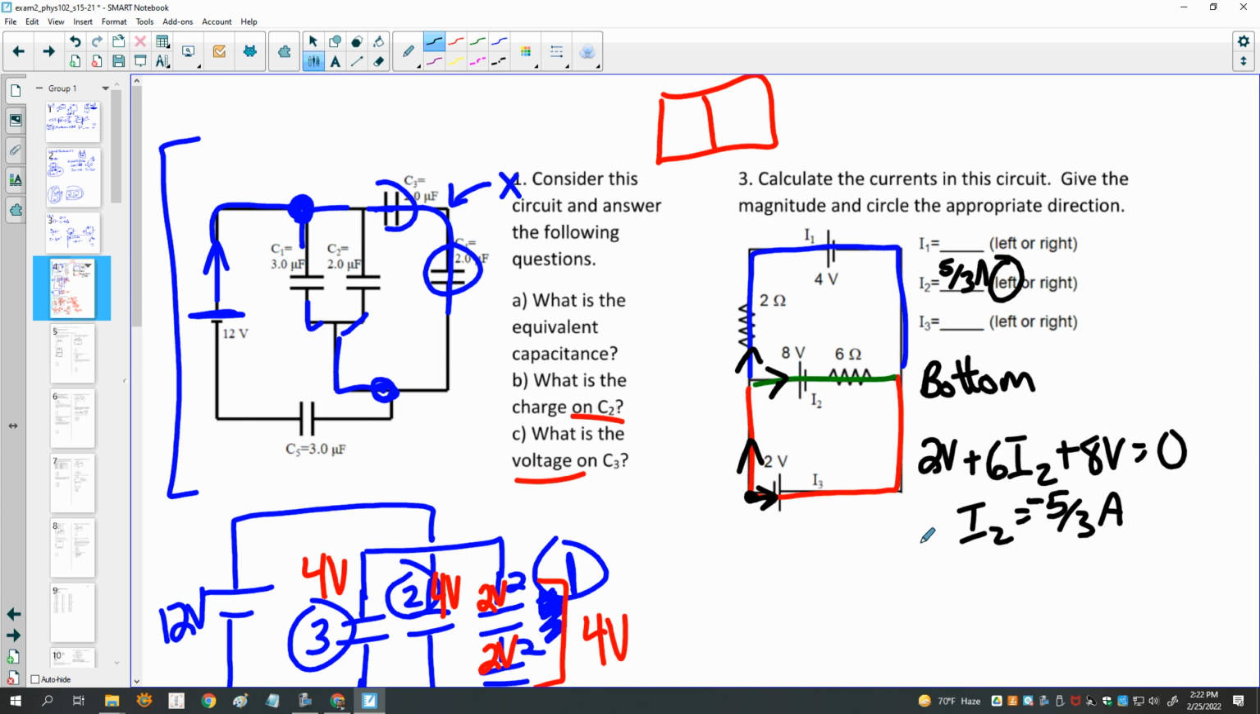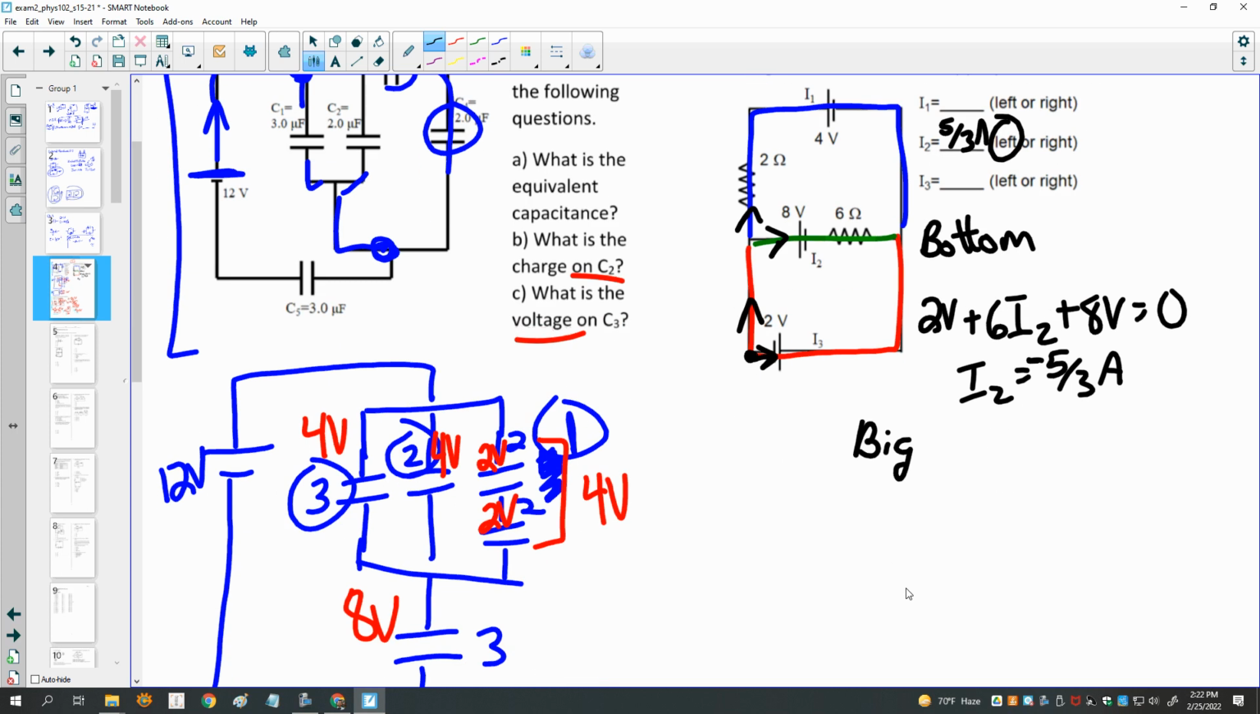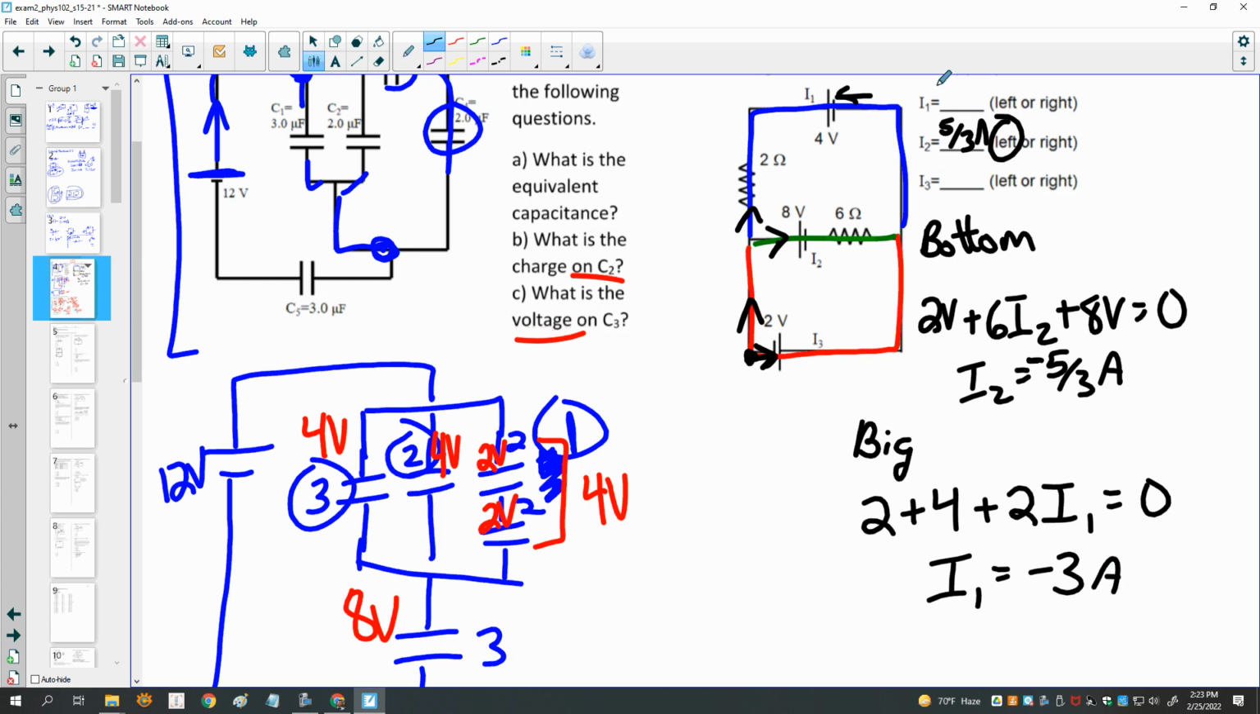Now let's do the big loop. I'm going to do the big loop, and then I'll tell you why I didn't do the top loop. So the big loop, I'll go in the same direction. Start here and go that direction. So that's positive 2, positive 4, because I'm coming up here and going through here, and then plus 2I1. That's equal to 0. So I get I1 is equal to negative 6, so that's negative 3 amps. So this I1 is 3 amps. And I said that I1 was to the left, so it's really to the right.